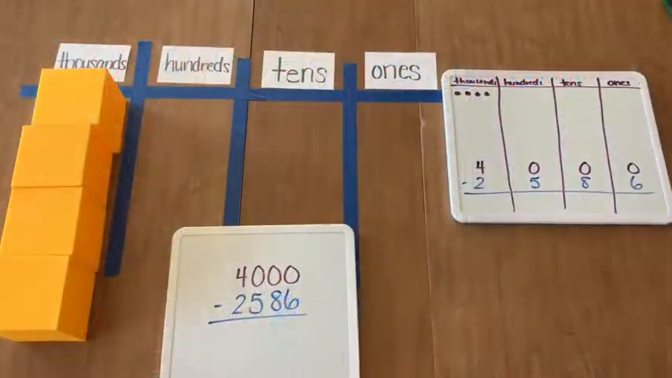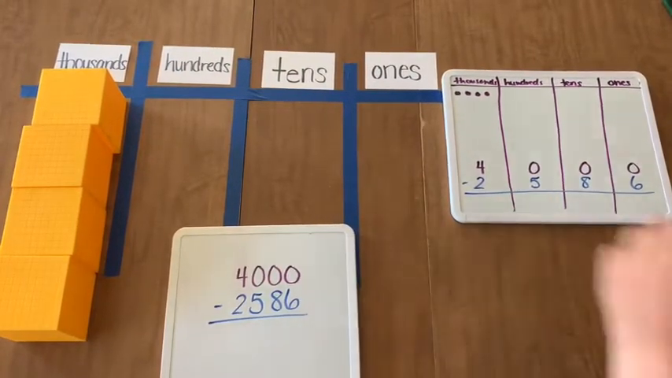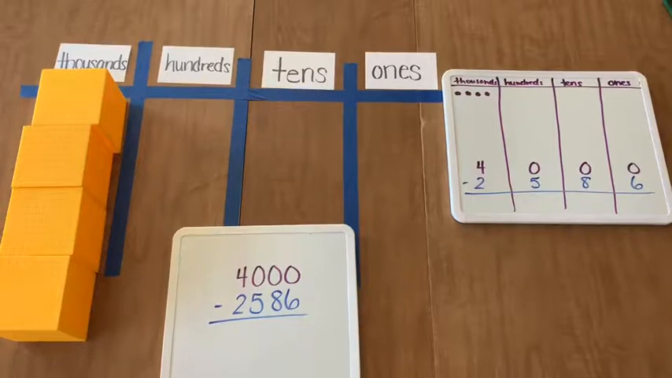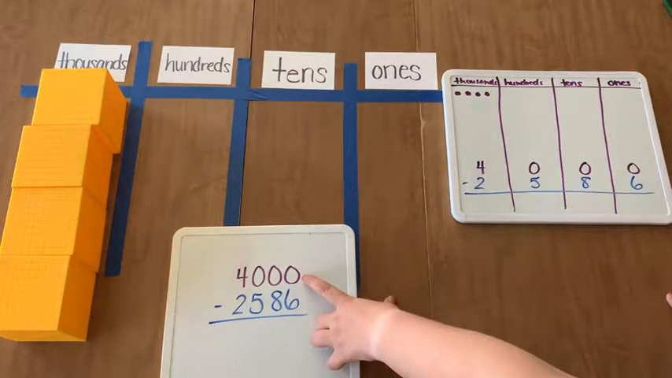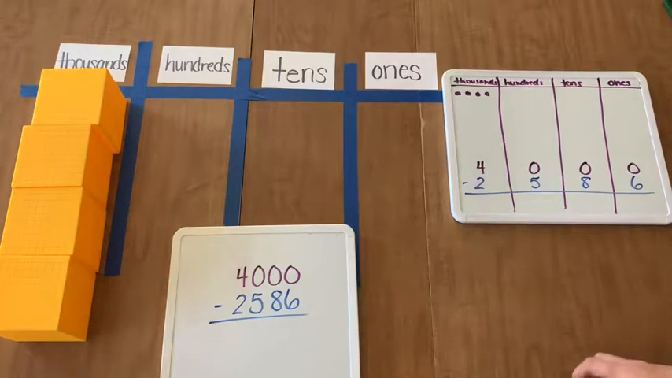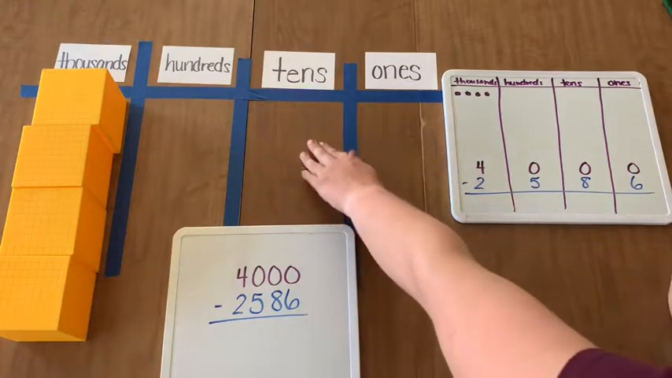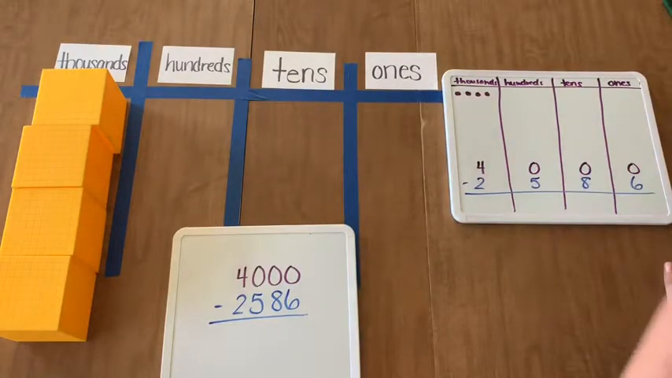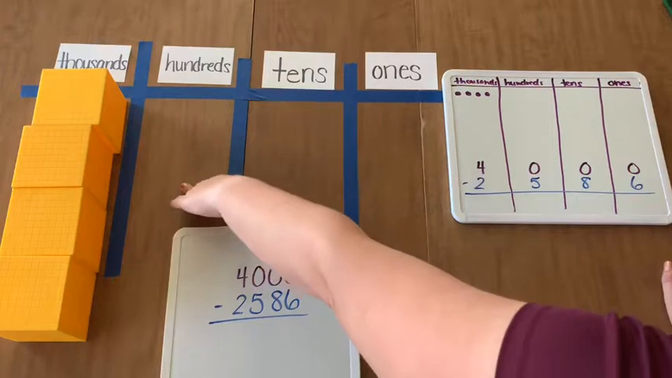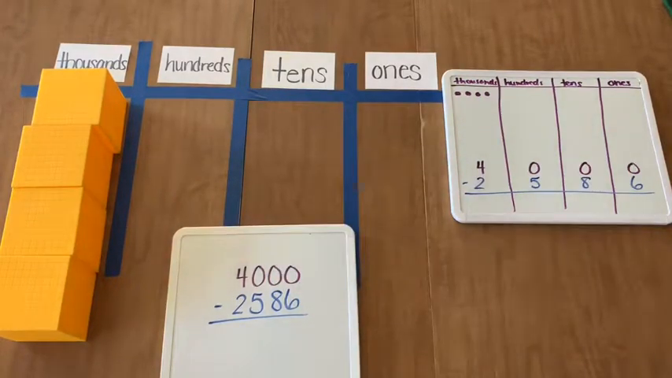Enjoy! Oftentimes we see problems like this. 4,000 minus 2,586. There are a lot of zeros, and one misconception that I see kids have is that they say, oh, 0 minus 6 is 6. But that's not true. If I have 0 ones, I can't take away 6 ones pieces. So we have to think, if I don't have enough in one place, I have to regroup from the one next to it, but there's none there. So I can't do anything. I have to go and look at the next place. There's no hundreds either, but there is thousands.